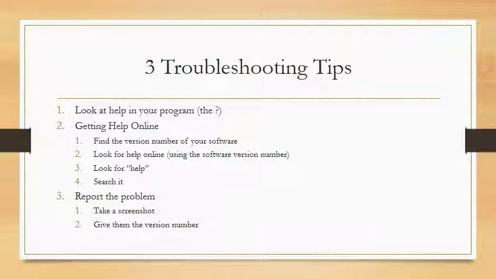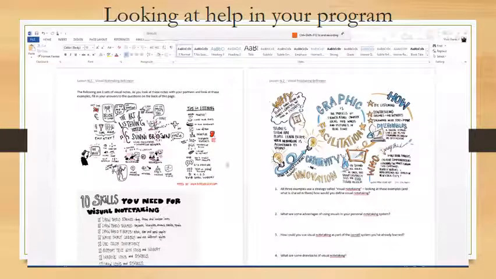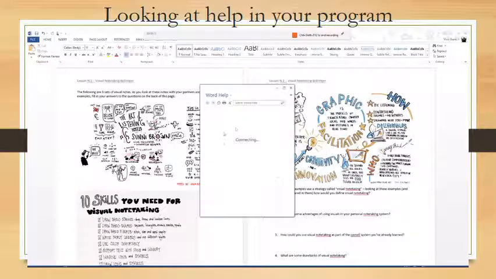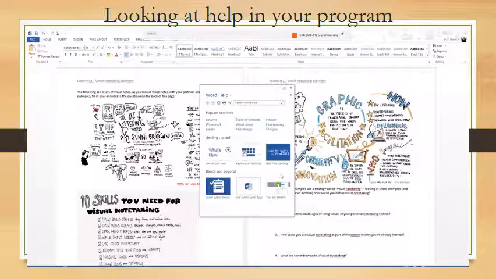First of all, you want to look at help in your program. Okay, so here I am in Microsoft Word, and I'm looking for help, and you can see it's right up here. So if I'm having a problem in Microsoft Word, I'm going to click this little help button, and it actually won't open. There it goes. And here's my Microsoft Word help. Now, a lot of this stuff has to link with online, so just realize it might not work.